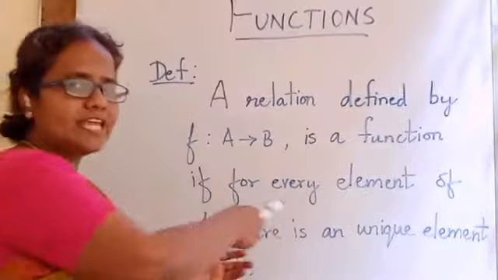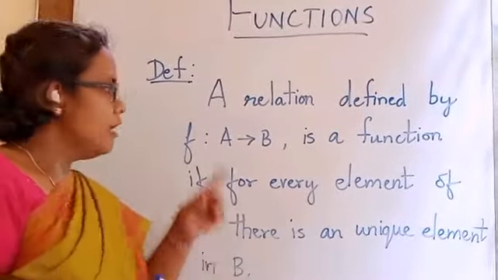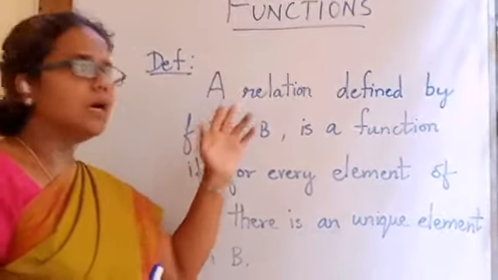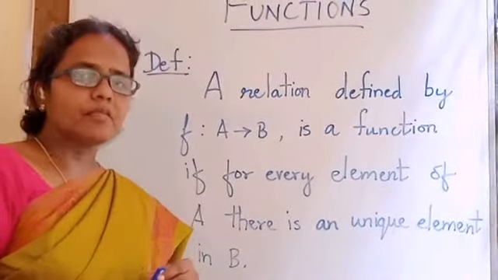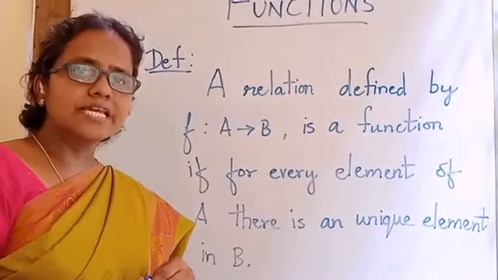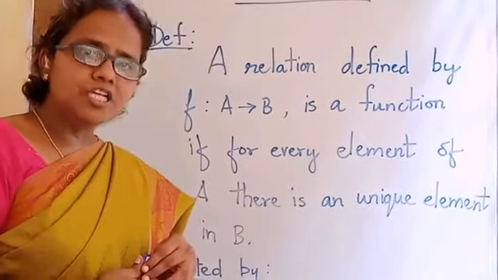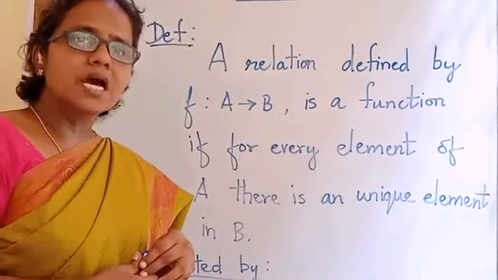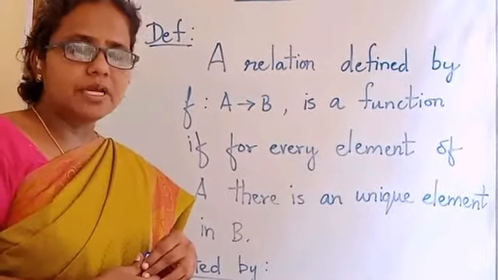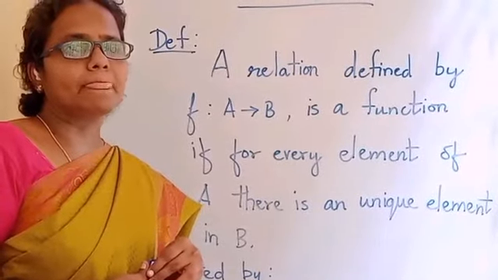So according to this definition, you must be very clear that a function is nothing but a relation. What did we see about a relation? A relation is a set of ordered pairs. Likewise, a function, since it is a special relation, is also a set of ordered pairs.